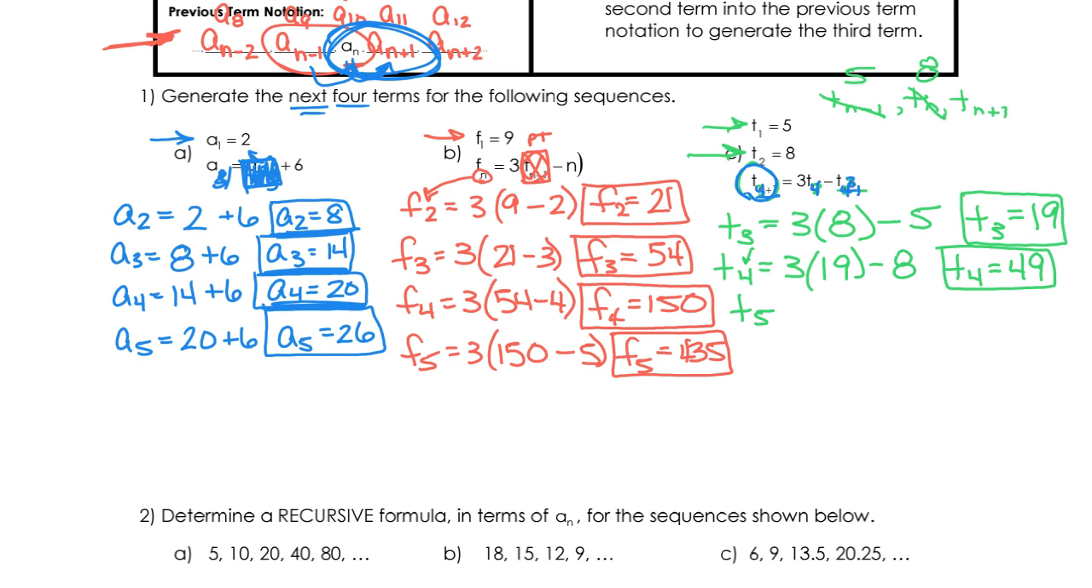All right, so now we can plug in, and that might be a little bit easier for you. Okay, so this is a 3. T sub 4 is the one I just found, which is 49, minus t sub 3, which is one before that, which is 19. Okay. And so my fifth term comes out to be 3 times 49 minus 19. Okay, it's 128.